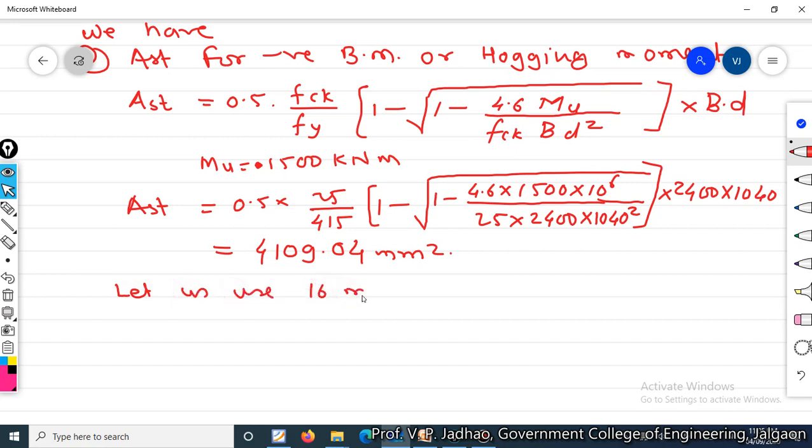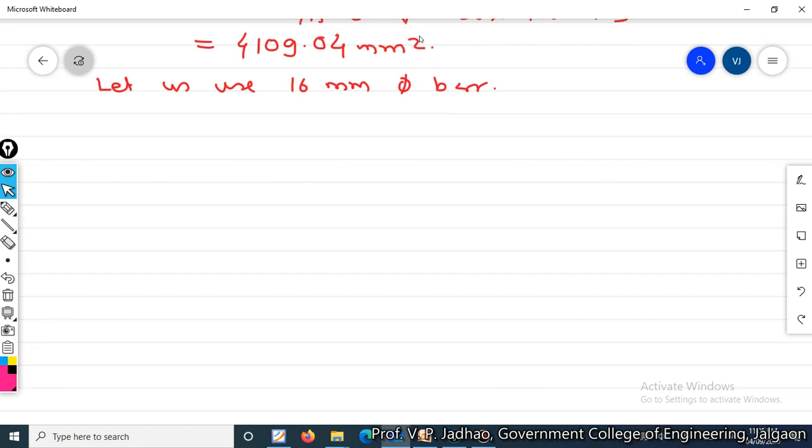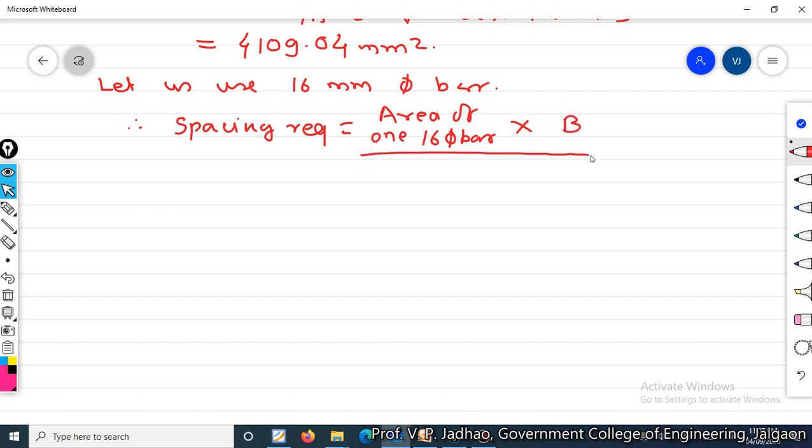Now let us use 16 mm phi bars, that is the diameter of bar we are considering is 16 mm. Therefore the spacing required will be equal to area of one 16 phi bar multiplied by the width across which it is to be laid, divided by area of steel.